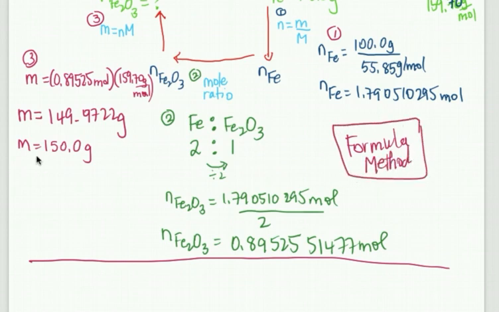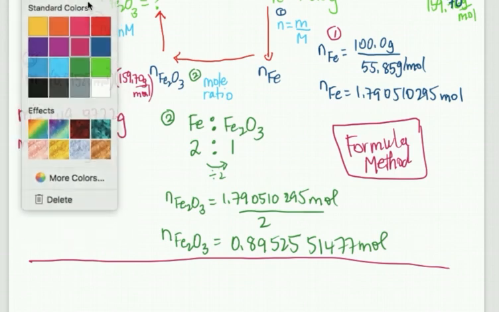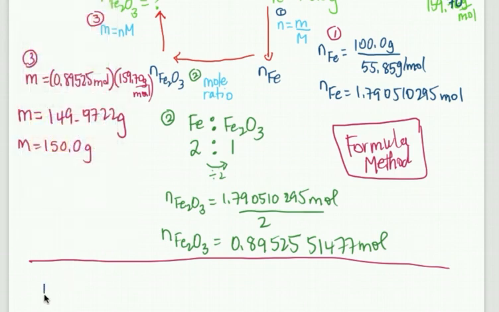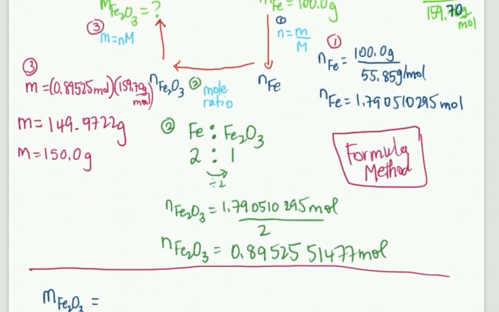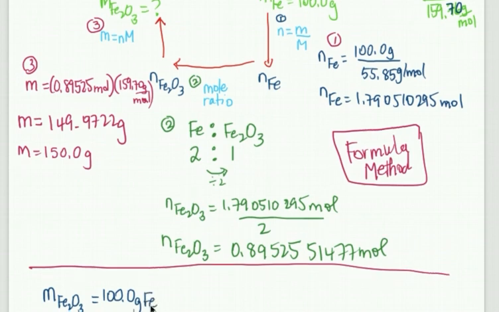Okay, so let's try the unit analysis method. Our goal here is to get to the mass of iron 3 oxide. So what do we have to start off with? Well, we have 100 grams of iron. So let's write that in. Okay, so that's step 1.